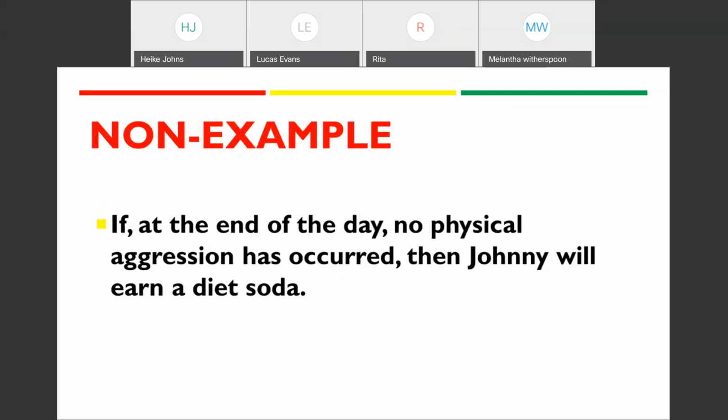Before we even get to the challenge question, I'm going to have people chat in about what they think is missing here. So if at the end of the day there's no physical aggression, then Johnny's going to get a diet soda. Let's give them the benefit of the doubt that a diet soda is actually a reinforcer for Johnny, and it would be a reinforcer for me. I don't drink regular soda. But besides that, what is wrong with this example? What's missing? And you can chat it in because obviously you can't talk.